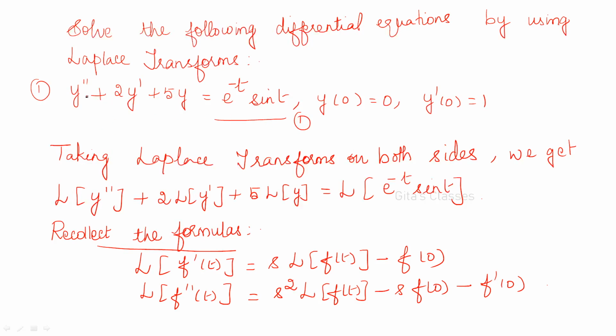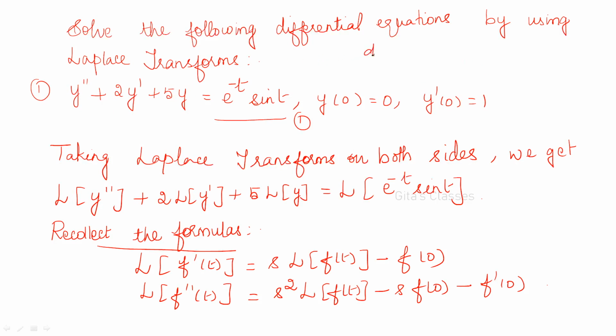So first equation is y double dash plus 2y dash plus 5y is equal to e power minus t sin t, where y of 0 is equal to 0, y dash of 0 is equal to 1. So taking Laplace transform on both sides. So we are going to solve the differential equation. The main procedure is you have to take the Laplace transform on both sides and collect all the L of y, and find y, that is actually solving the differential equation.